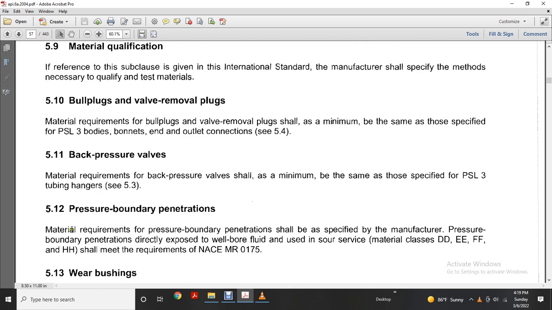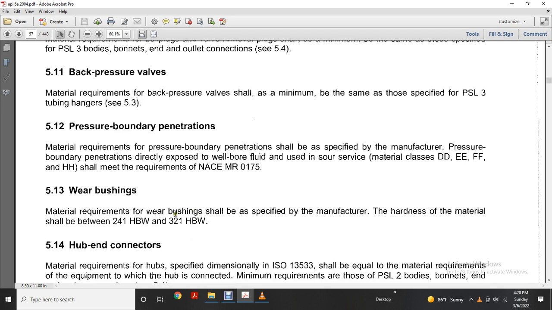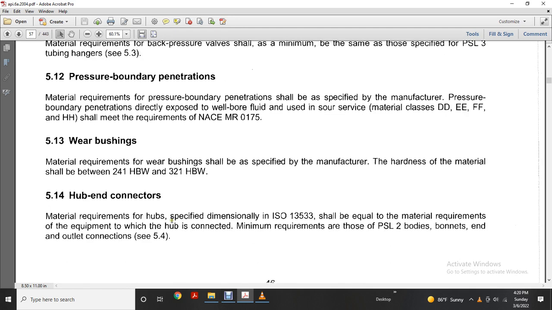5.12 Pressure boundary penetrations. Material requirements of pressure boundary penetrations shall be specified by the manufacturer. Pressure boundary penetrations directly exposed to the wellbore fluid used in sour service materials, DD, EE, FF, and HH, shall meet the requirements of NACE MR0175. Wear bushings. Material requirements of wear bushings shall be specified by the manufacturer. Hardness of the material shall be between 241 HBW and 321 HBW.